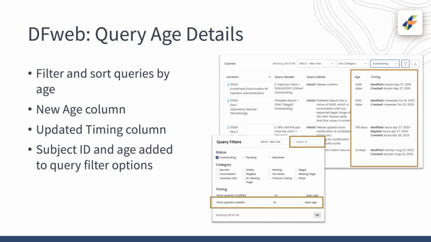We have also updated the timing column to give you more information on who created and modified it and their timestamps. If you open the filter dialog, you will see that we've also added the ability to filter by the subject ID. At the very bottom, on the timing, we've also added the ability for you to fine-tune the range of the query age by using the timing from, so you can select from a certain day to another day so that you can have queries that are limited to that time period only. Next, please.